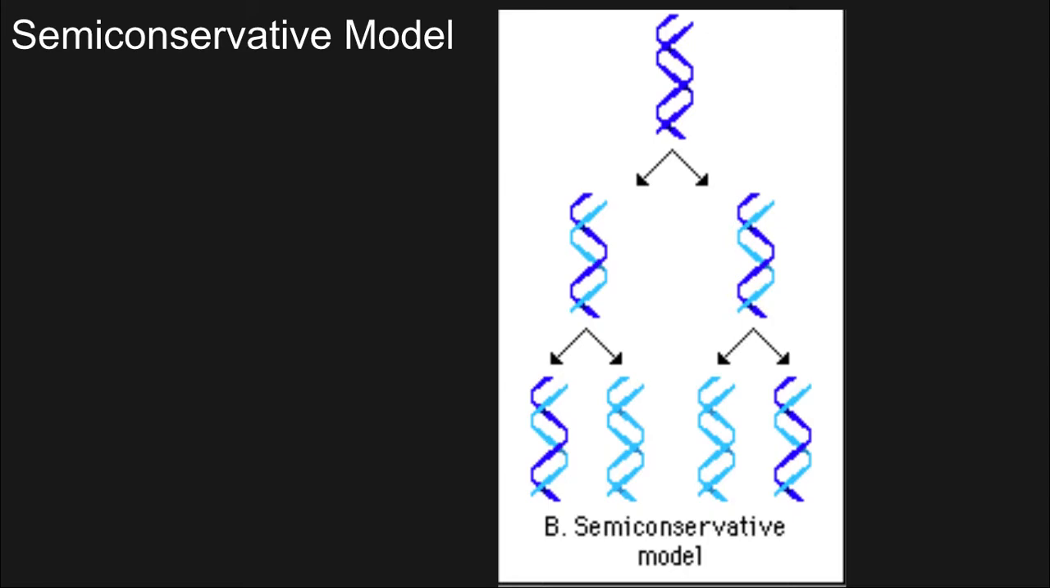Semi-conservative model. During DNA replication, an original parent strand separates, and each daughter strand is used as a template for the synthesis of a new second-generation daughter strand. This results in the formation of 2 identical copies of the original double-stranded molecule. This is what we call semi-conservative replication.